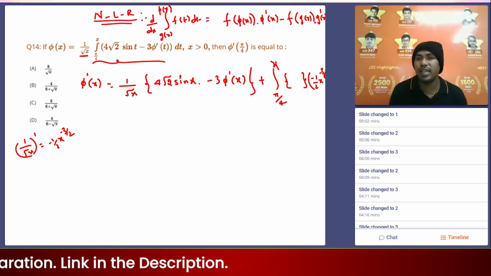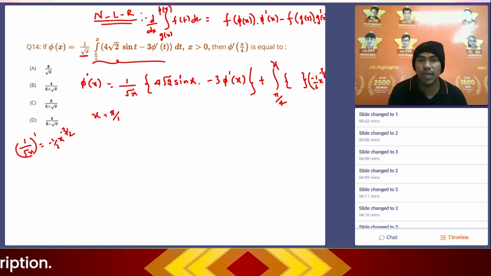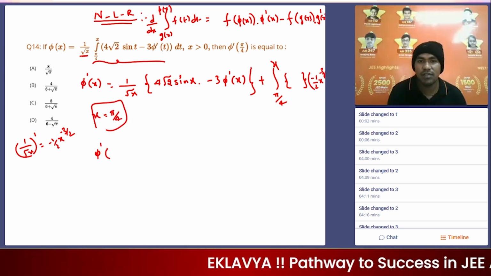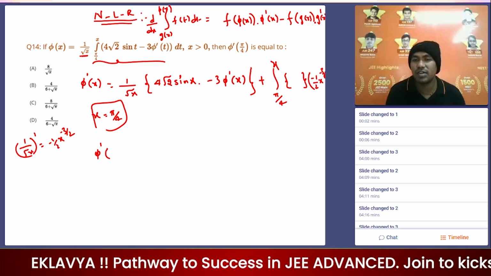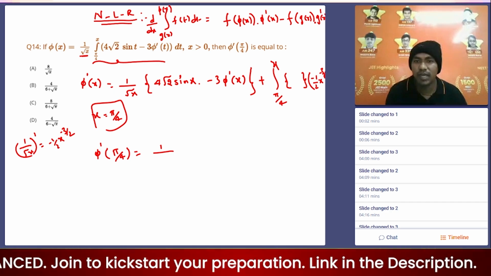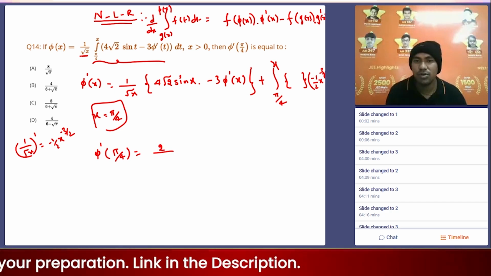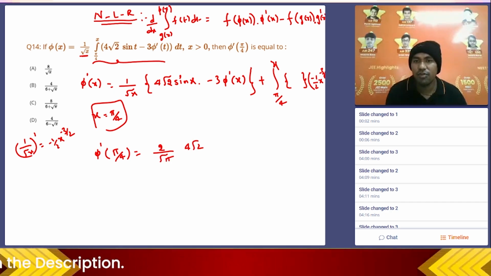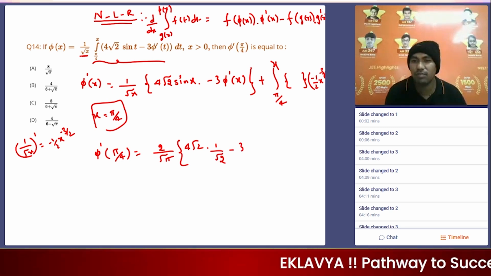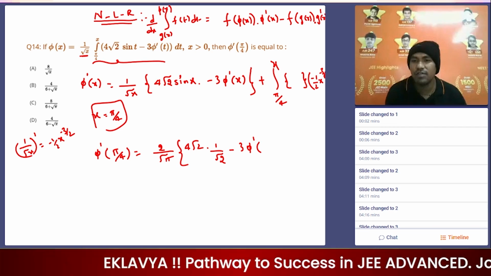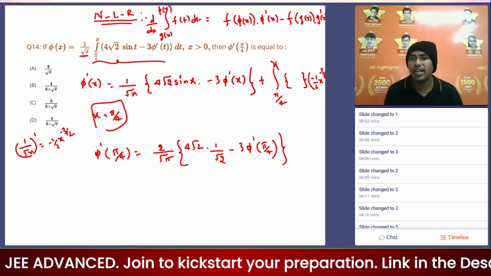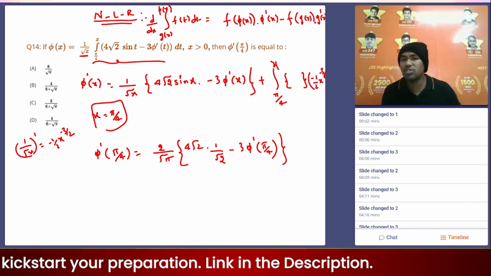And now we need phi dash of pi by 4. At x equal to pi by 4, if I substitute in this, then what will happen now? Phi dash of pi by 4, which is equal to 1 by root pi by 4, that will become 2 by root pi, and 4 root 2 times sin pi by 4. What is the sin pi by 4 value? Very good, 1 by root 2, minus 3 times the integral, where the limits are pi by 4 and x is also pi by 4 now.